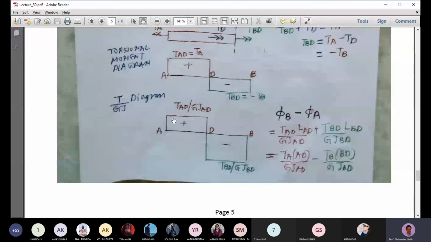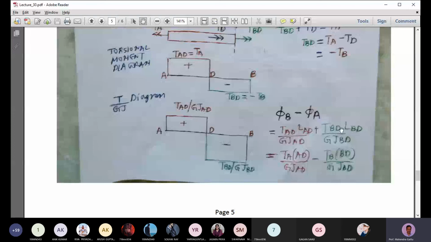For compatibility, we can find the twist difference between the section at B and the section at A, that is phi B minus phi A. That is the area under the curve. So TL by GJ for segment AD plus TL by GJ for segment BD. Here TAD is TA and TBD is minus TB, and lengths AD and BD are equal. JAD is different from JBD, so we have to be careful. The compatibility condition states that phi B minus phi A is 0.